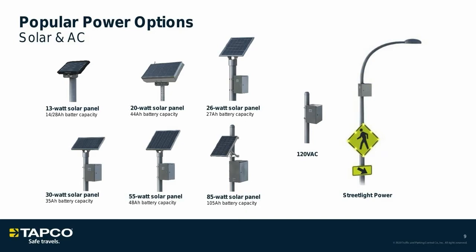That cabinet is tied into the light. When that power comes on for the light, it will charge the battery at night, and then during the day, the system is run off that battery.